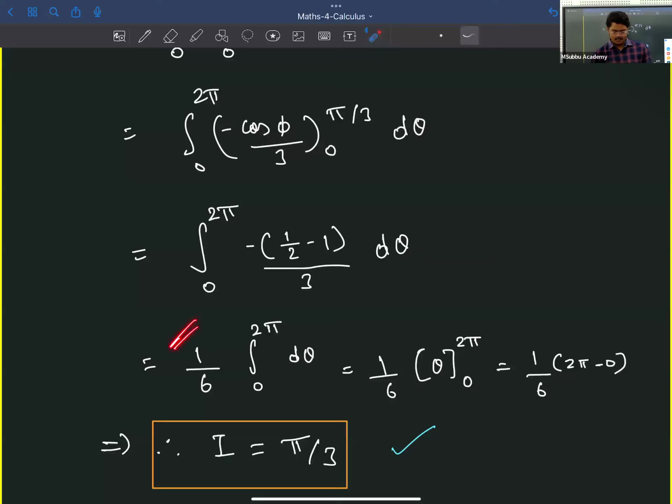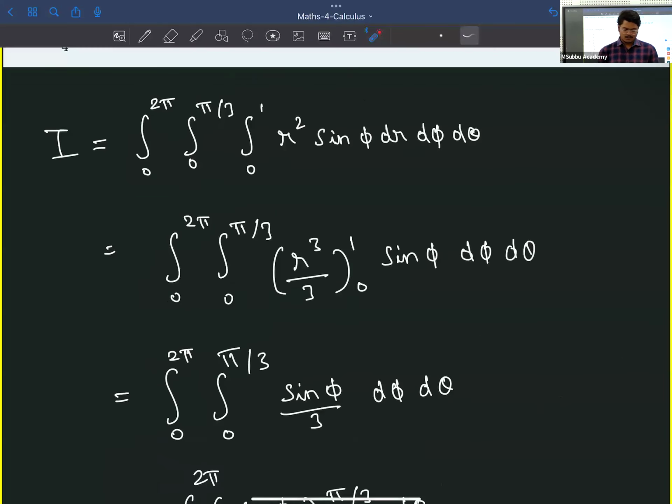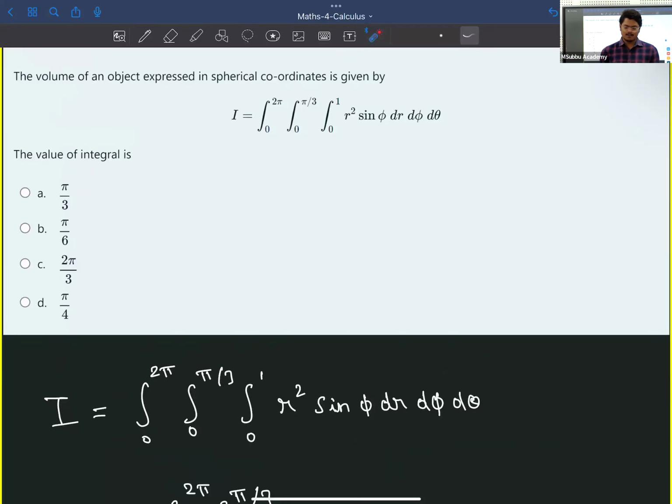We have taken it outside since it is a constant. Now the left out term is d theta. There is only one constant term, so when you integrate that, it will be theta. So 1 by 6 theta, with 0 to 2 pi as the limits. So 2 pi minus 0, directly 2 pi by 6, which will give you pi by 3. That's all. So the value of the integral will be pi by 3.